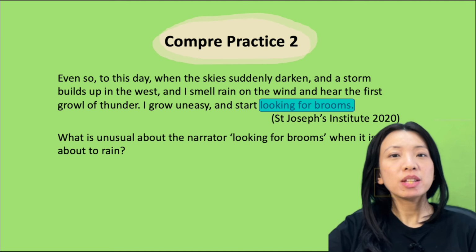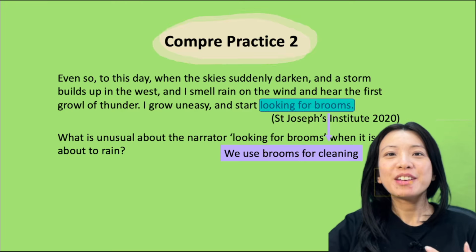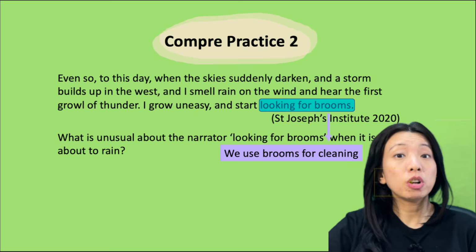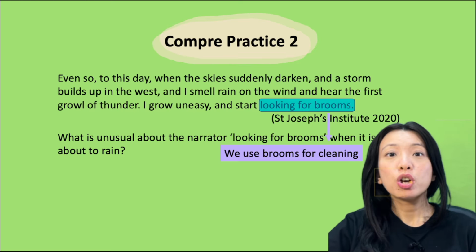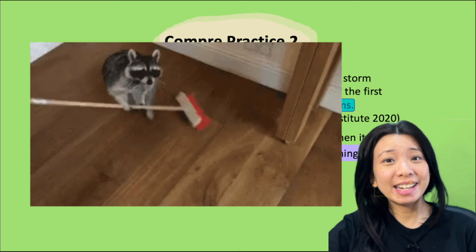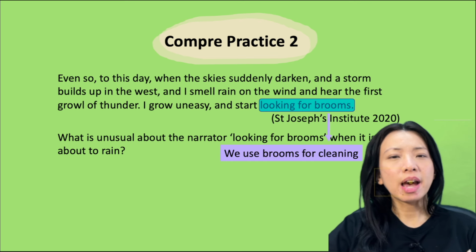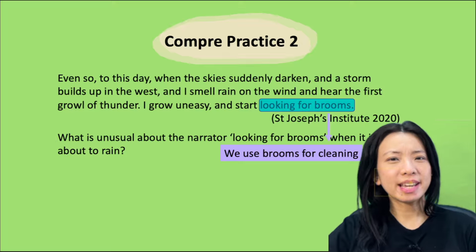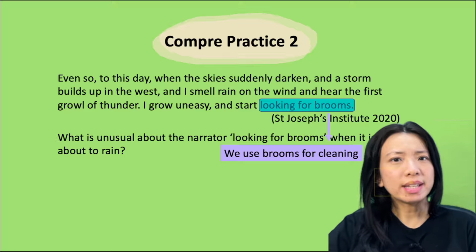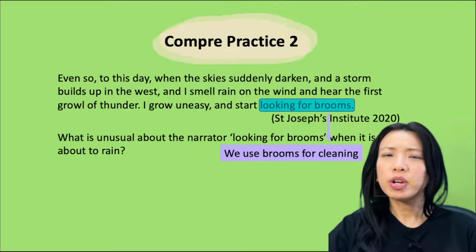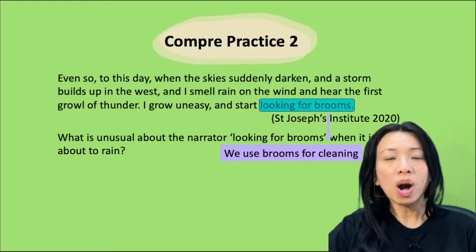Okay, I hope you've done that, so let's go through the answer together. First of all, we need to think about what is usual about the phrase looking for brooms. Brooms are usually used for cleaning, so we normally look for brooms when we want to do some cleaning. In this phrase, there are no other clues that tell us the context, or why the writer is looking for a broom. So we need to look at the rest of the paragraph to determine why the writer is looking for brooms.